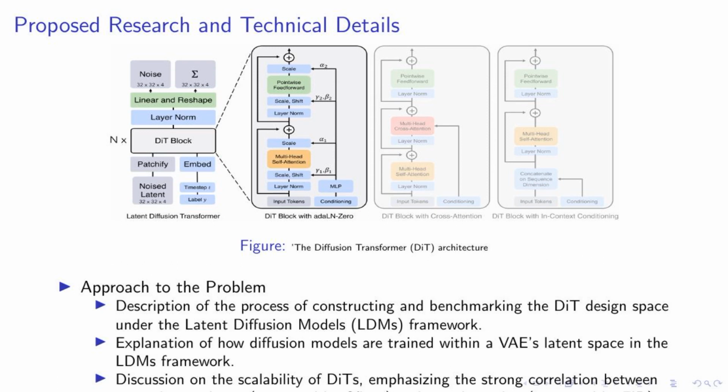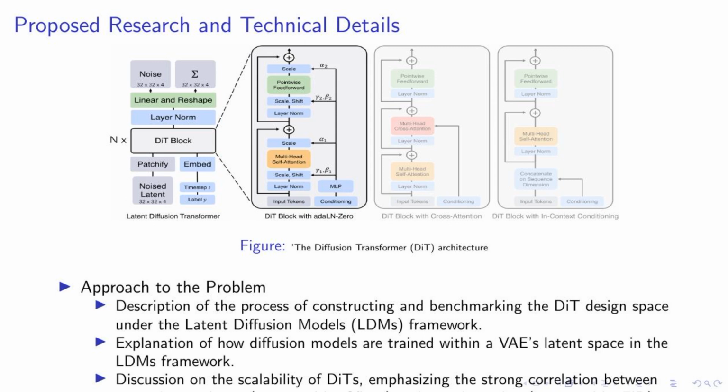On this slide, we delve deeper into the technical details of our proposed solution, the Diffusion Transformers or DiTs. As you can see in the figure, the DiT architecture is designed to be as faithful as possible to the standard transformer architecture, retaining its excellent scaling properties. Our approach to the problem involves constructing and benchmarking the DiT design space under the latent diffusion models framework. This allows us to train diffusion models within a variational autoencoder's latent space, effectively replacing the traditional UNet backbone with a transformer.